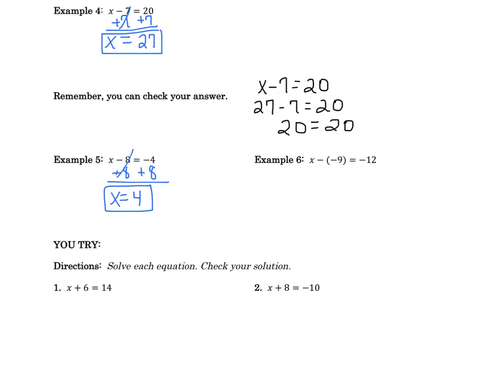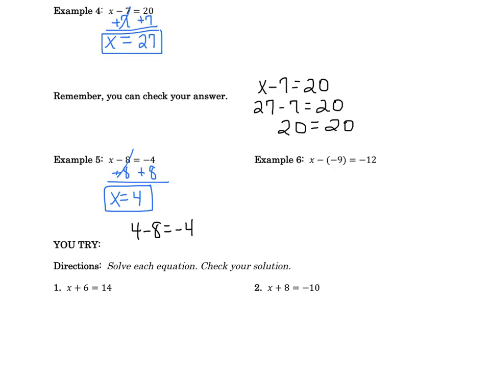Remember, you could always substitute 4 for x and see if it works. So if we substitute 4 for x, we're going to put it in. Does 4 minus 8 equal negative 4? Yes, it does. 4 minus 8 is negative 4. Negative 4 equals negative 4.